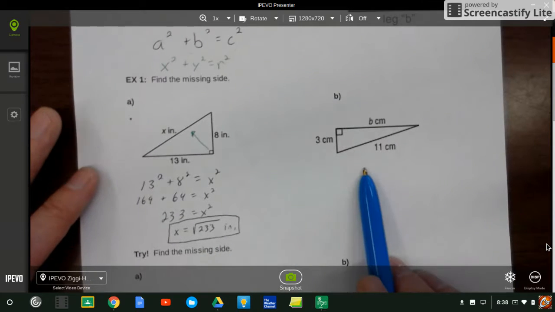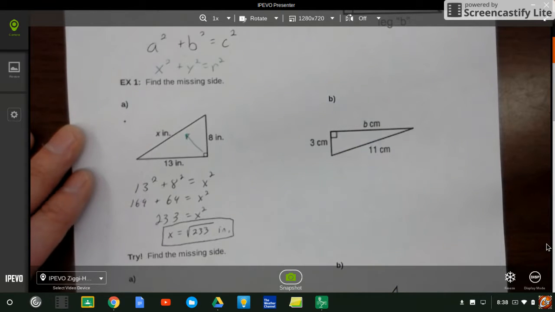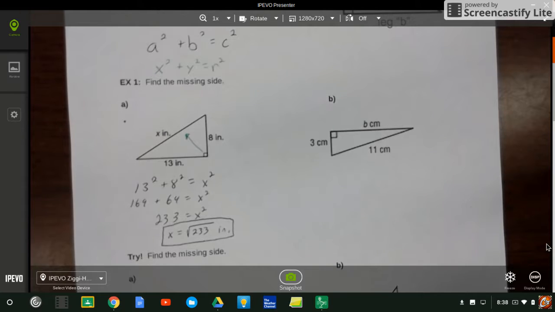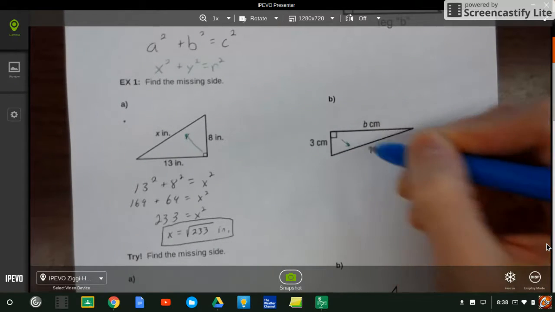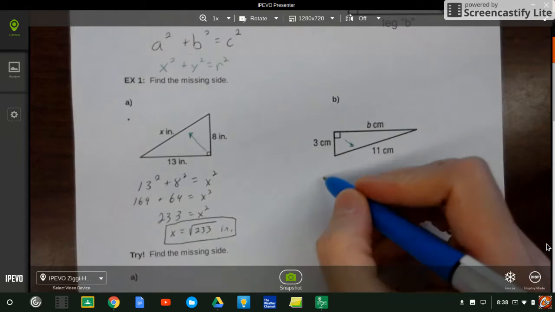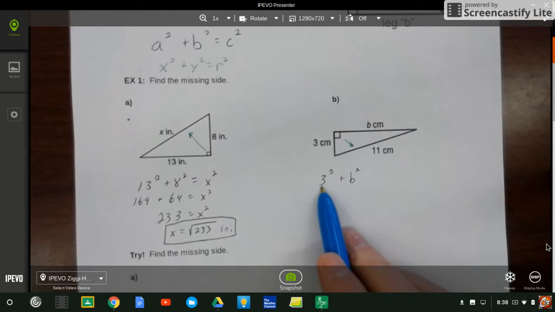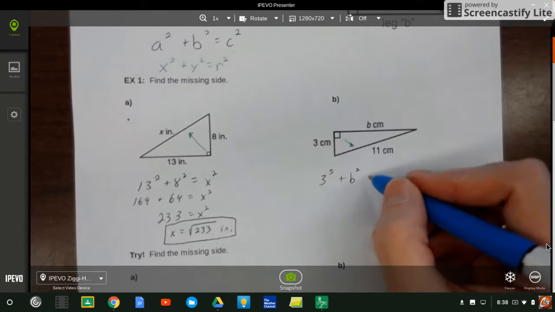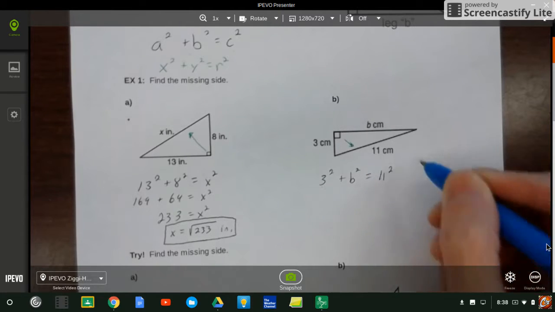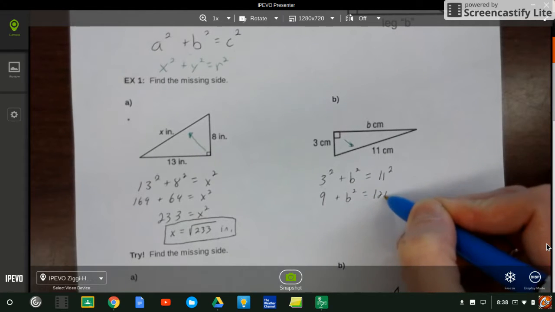Okay? Another example real quick. We take these two, identify your hypotenuse. So in fact, real quickly, identify what measurement is the hypotenuse here. Okay, hopefully you identified 11 to be the hypotenuse, or 11 centimeters, however you want to write it. So that means my legs are 3 and b. Now notice I said the leg is 3, not 3 squared. The leg is squared. The hypotenuse is 11, and I'll square that. So that's 9 and 121.